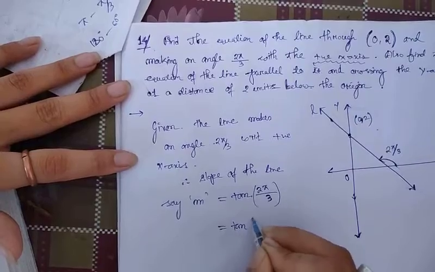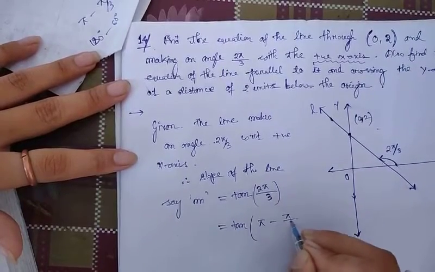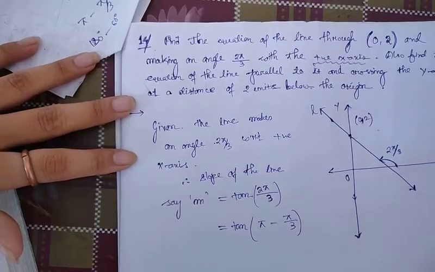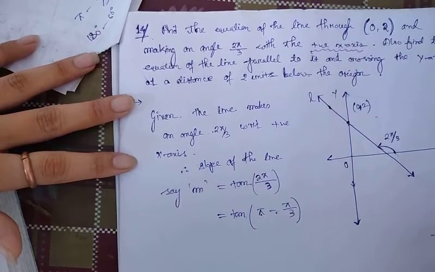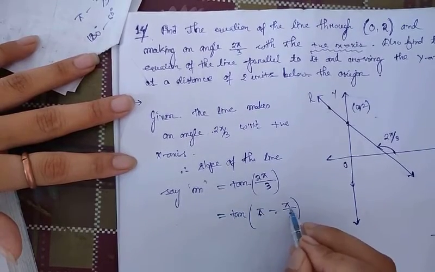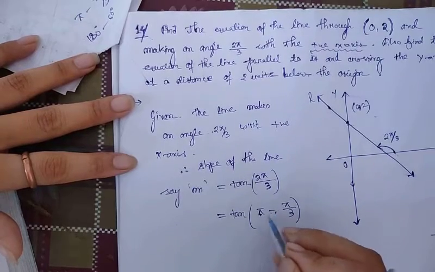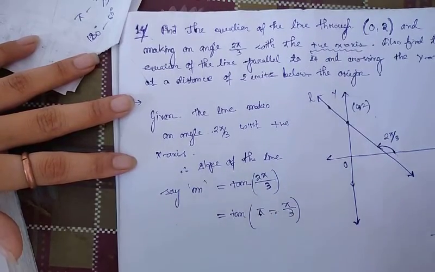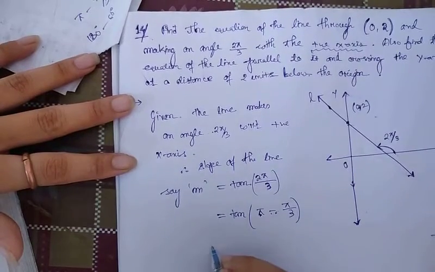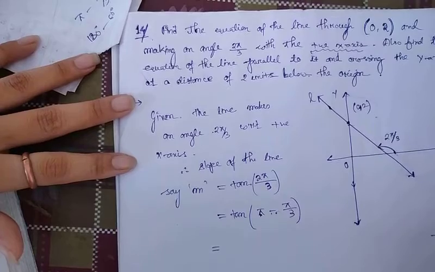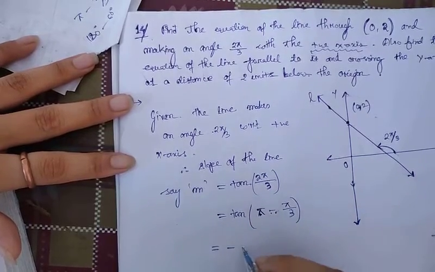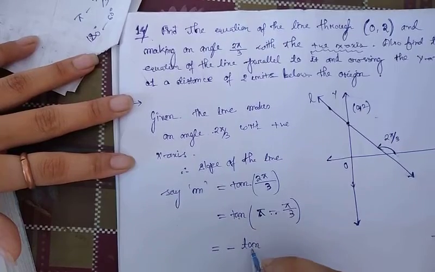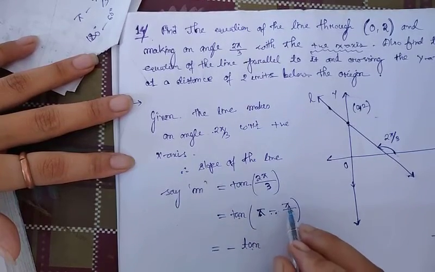you can write 2 pi by 3 as pi minus pi by 3. This is pi minus pi by 3, that is 180 degrees minus pi by 3, so this is your second quadrant. In the second quadrant, tan is negative (ASTC: sin and cosec are positive). So it will be minus, and since there is pi, the trigonometric function does not change, so tan remains tan.